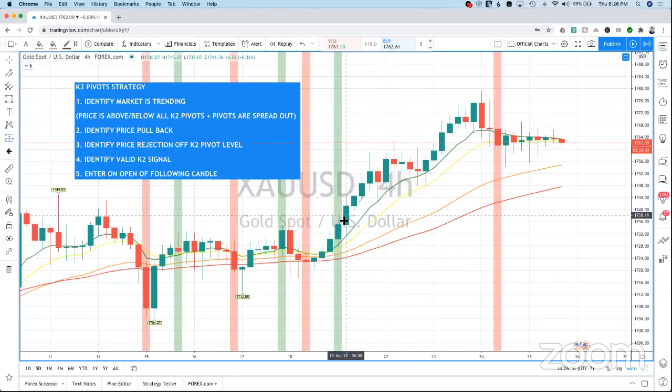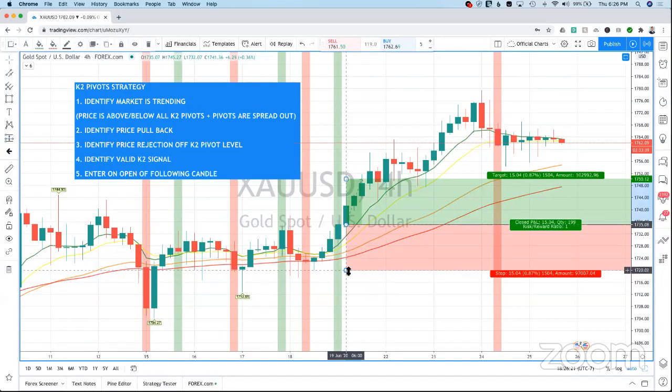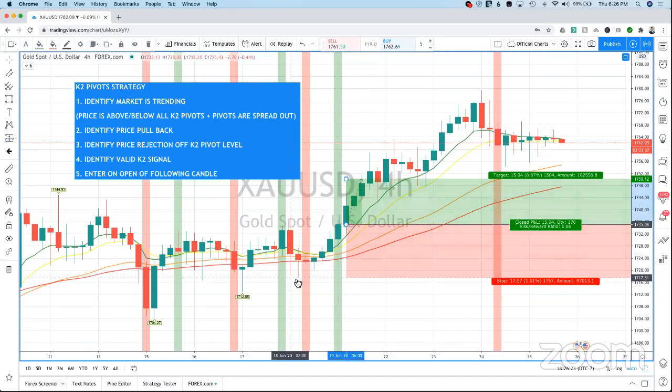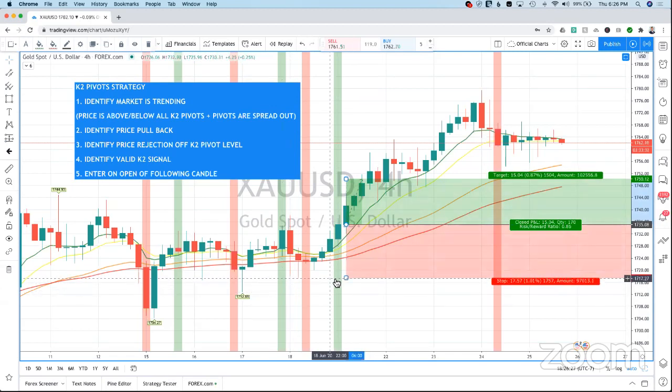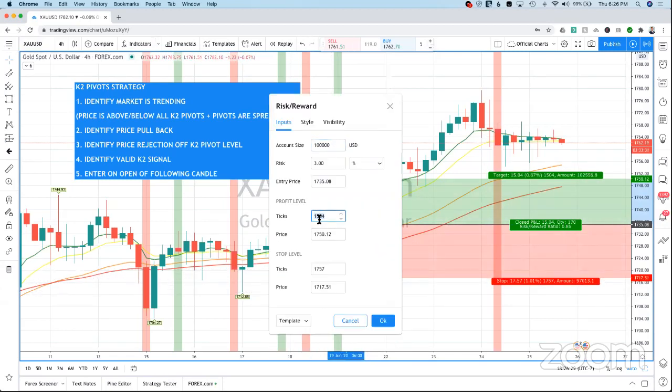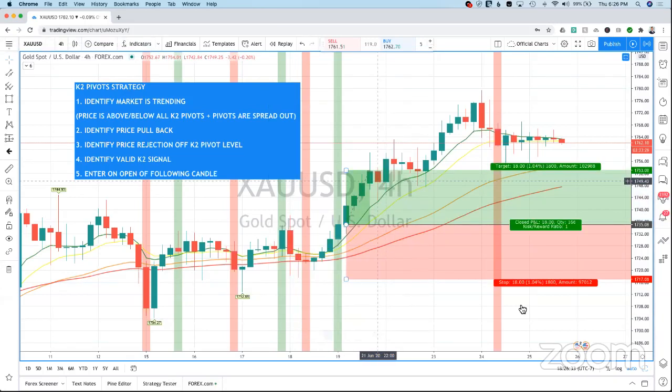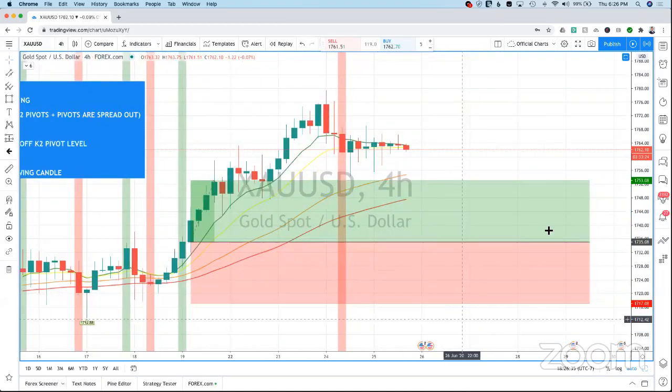We enter a long position on the open of the following candle, which would be right here. Place our stop loss at the previous swing, which would be somewhere around here, or it could be down here. It's really up to you. But yeah, we'll round that to about 1,800 pips. And then obviously it hits TP. So it's as easy as that, guys.